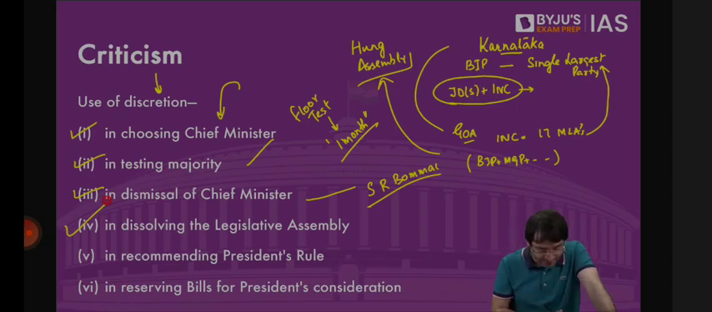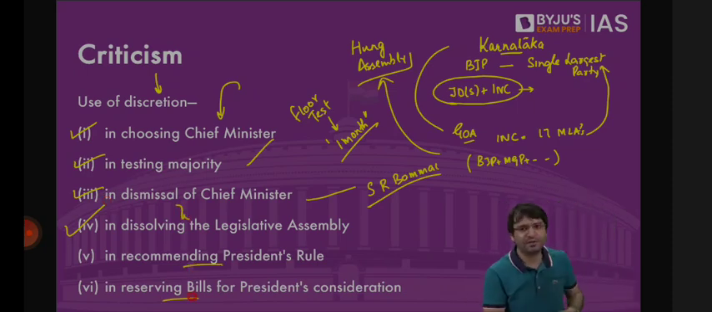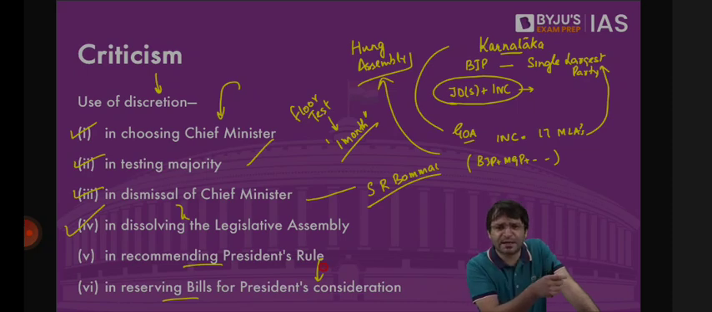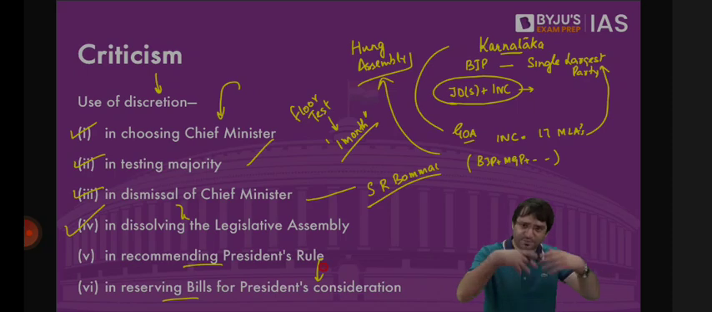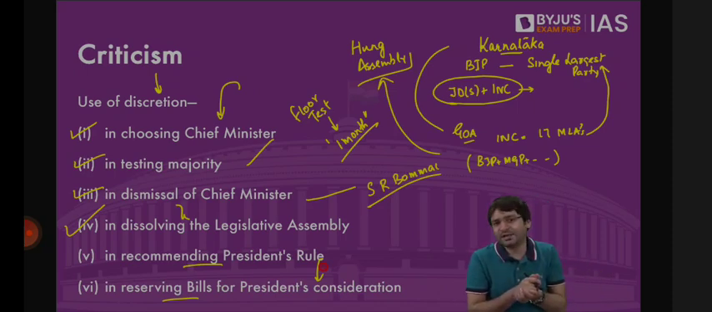In dissolving the legislative assembly, in recommending president's rule, the governor is misusing his discretion, which has happened in Arunachal Pradesh, in Uttarakhand, and in Bihar as well, and in reserving bills for president's consideration. So many bills passed by the Telangana legislative assembly, and the governor of Tamil Nadu is not acting, not signing. Madam, please sign the bill. I will not. At least say you are using veto. No, I will not. I need time to read these bills.